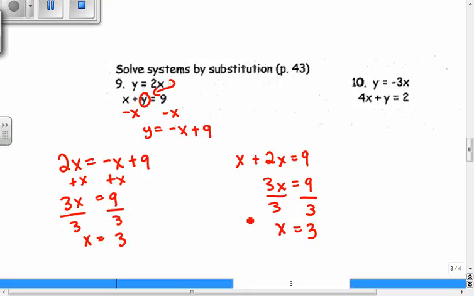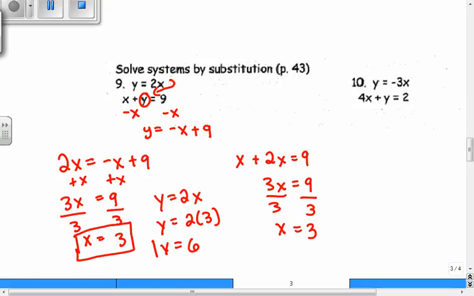Now we're not done. We only have x here. We need to find y. So we know that x is 3. Pick one of these to solve for y. So y equals 2x. y equals 2 times 3. y equals 6. So our x is 3 and our y is 6. So the answer to this system would be (3, 6).